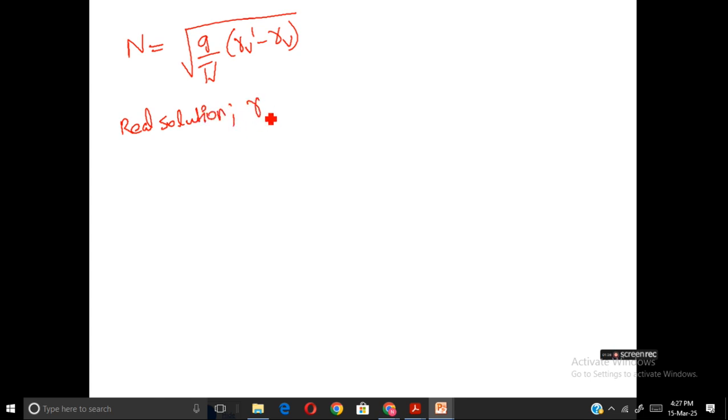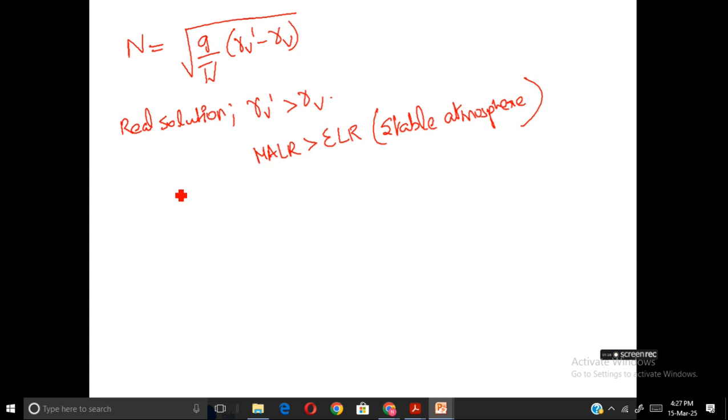only when gamma v dash is greater than gamma, which means the moist adiabatic lapse rate is greater than the environmental lapse rate, or in case of a stable atmosphere only this will work. It will have a real solution, whereas when it is negative, it will basically have an imaginary solution because the square root will become negative.